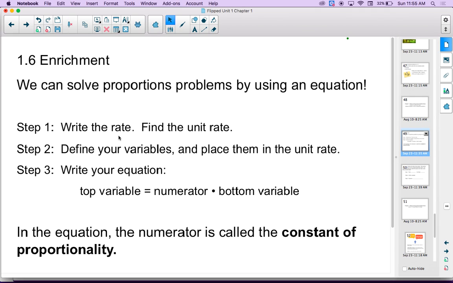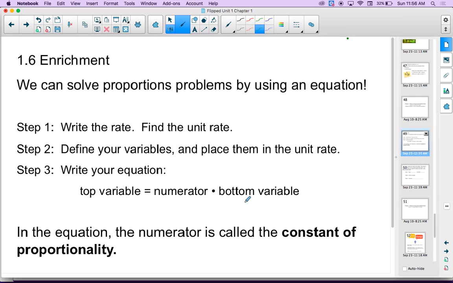The first step is to find the rate in the problem and then write it and change it to a unit rate. After we have our unit rate, we can do something called defining our variables. And we're going to use smart variables here, variables that help us represent things within the problem. And we're going to place them into the unit rate. Then we're going to write our equation. And our equation is written with our top variable first. That's equal to the numerator times the bottom variable. Okay, so bear with me. I will show you how this looks with our cookies problem from the last video.